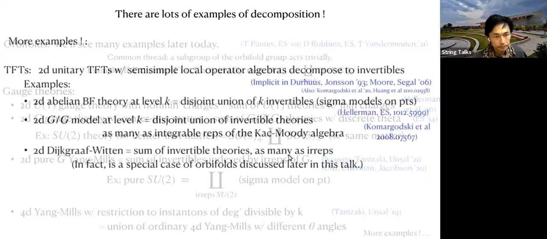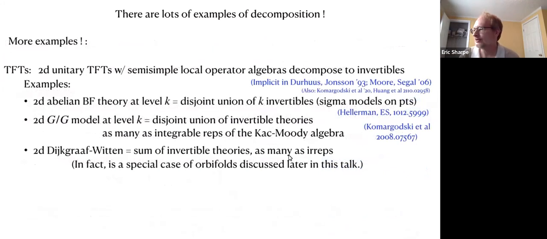See other examples, two-dimensional unitary topological field theories. It's been known implicitly in the literature for a while that these are disjoint unions of essentially trivial field theories. It was pointed out, and I didn't appreciate it until much more recently, that these also fit into the same story. So for example, two-dimensional abelian BF theory at level K is the same thing as a disjoint union of K invertible field theories. The G mod G model at level K is a disjoint union of invertible field theories, as many as integrable representations of the Kac-Moody algebra. Two-dimensional Dijkgraaf-Witten theory is also a sum of invertibles. And that's a special case of the orbifolds that I'll be talking about for the second half of this talk.